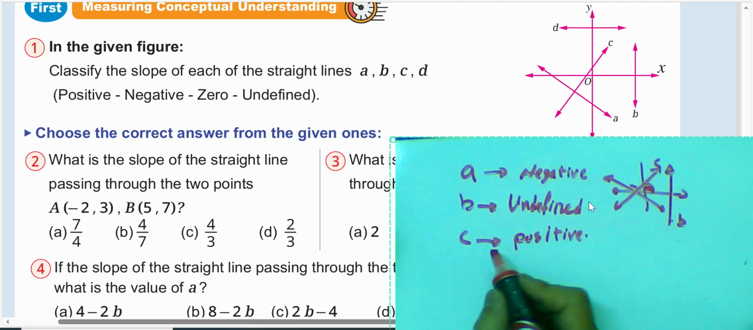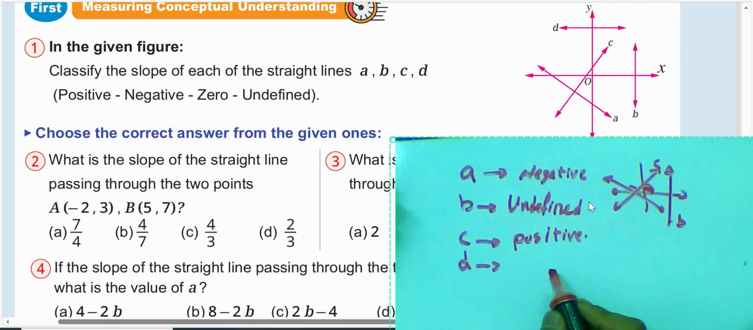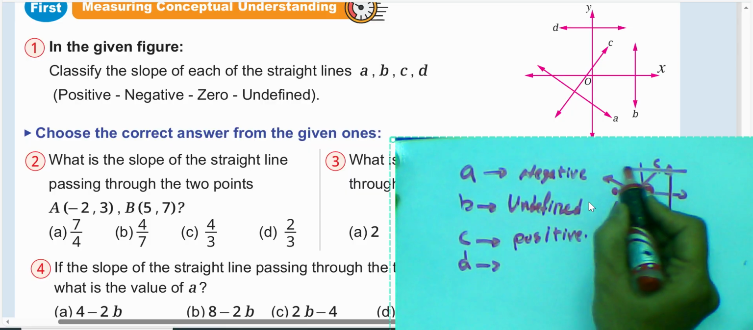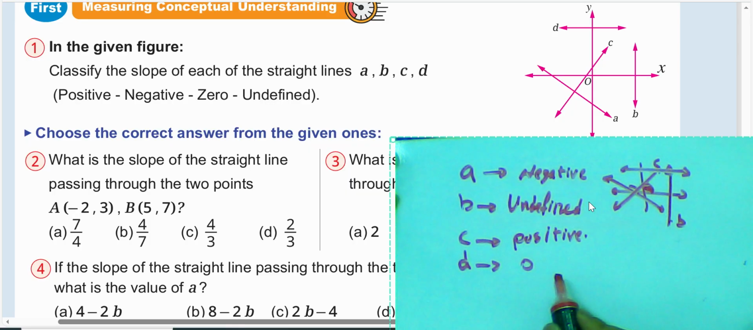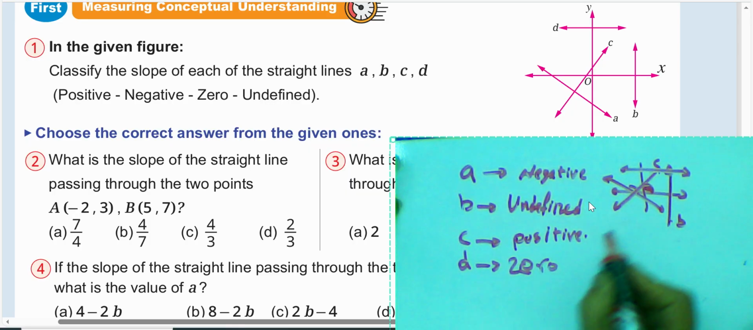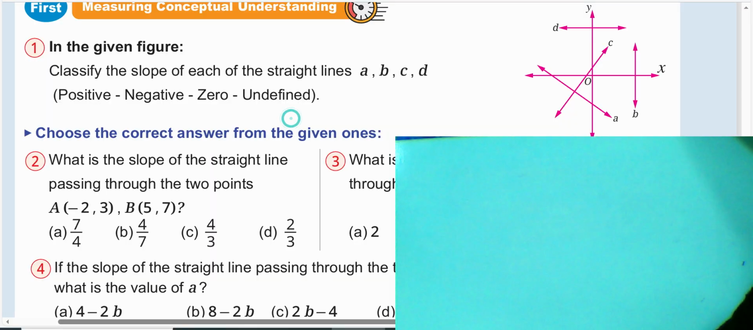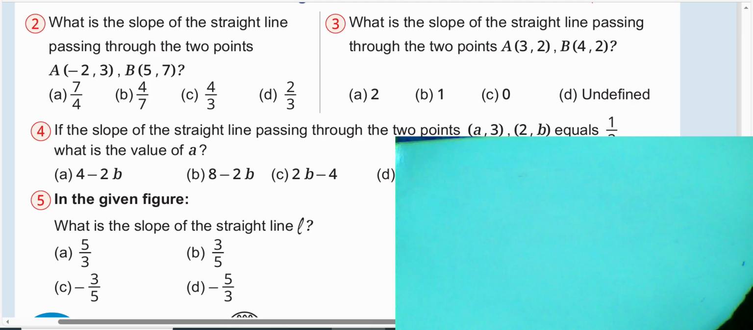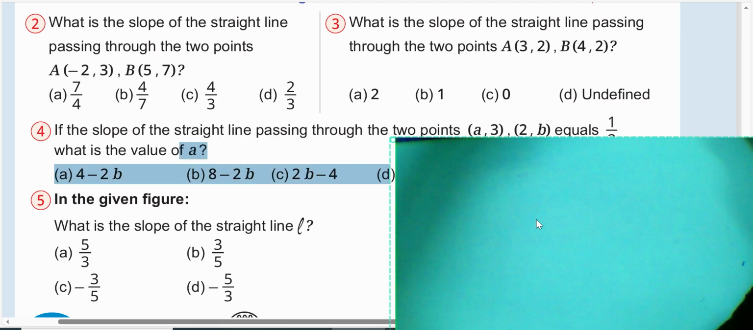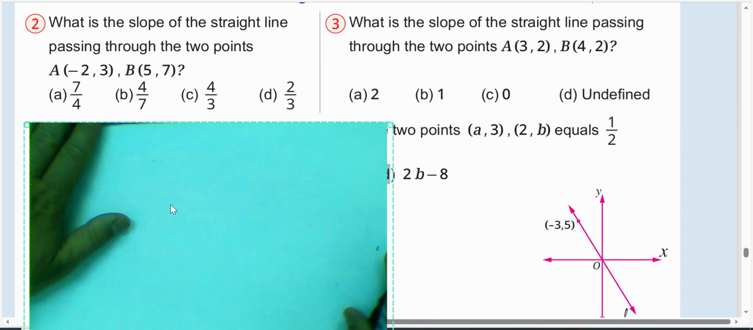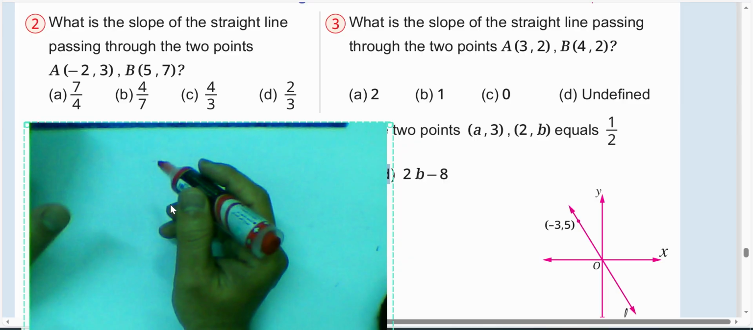And what about D? Where D here is parallel to the x-axis, then the slope will be 0. Okay, because it's parallel to the x-axis, the slope will be 0. Next question. Choose the correct answer. What is the slope of the straight line passing through 2 points here?